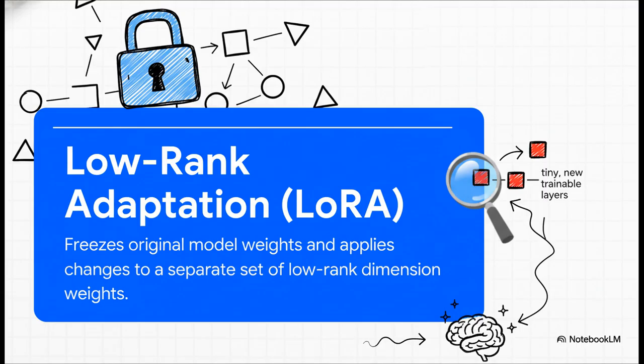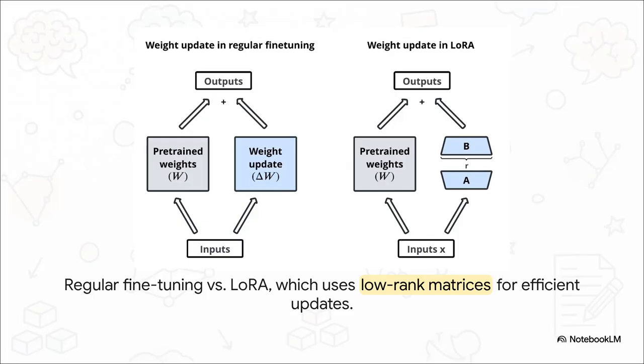This technique is just genius. It takes the huge pre-trained model and freezes its weights completely. They don't get touched. Then it injects these tiny trainable modules. You can think of them as adapters, right alongside the original layers. All the new learning happens inside these little modules. The key insight here is that the change needed to specialize a model is actually much simpler mathematically than the model's original knowledge. Just look at this slide.